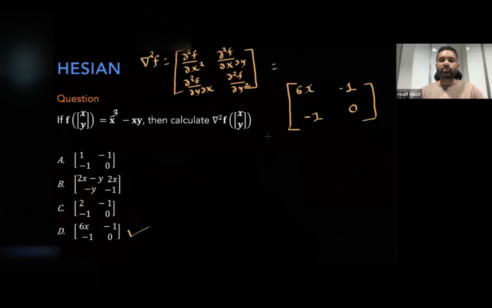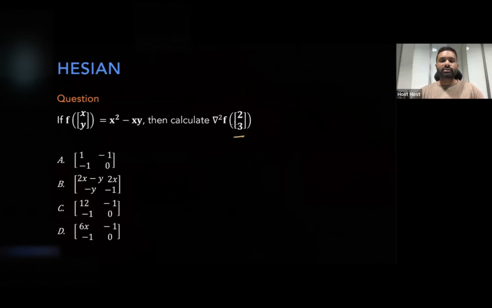Whatever the matrix that you have obtained, you replace x equal to 2 and y equal to 3 in this. So everybody please tell me what is the answer in this particular question. Right. Any doubt? Anybody thinks that D is still the answer? D is not the answer because the input is 2, 3, right?